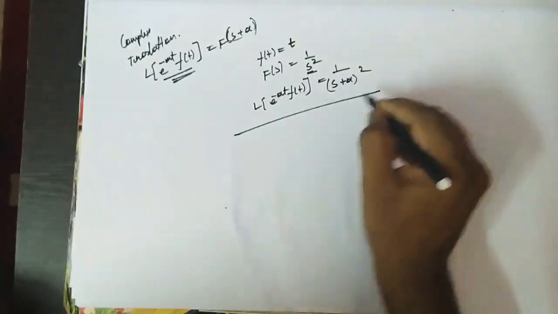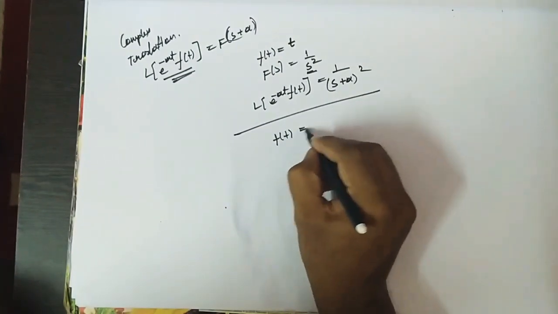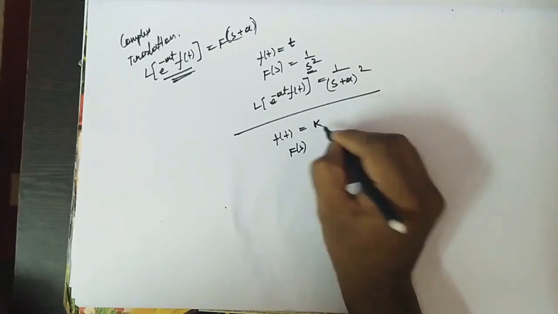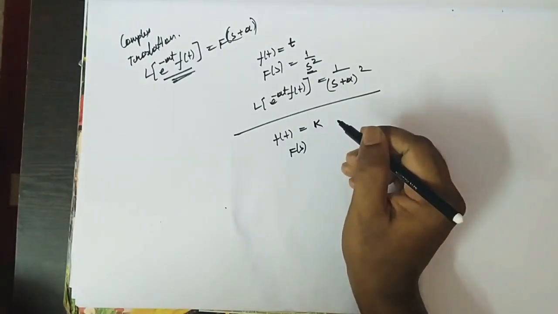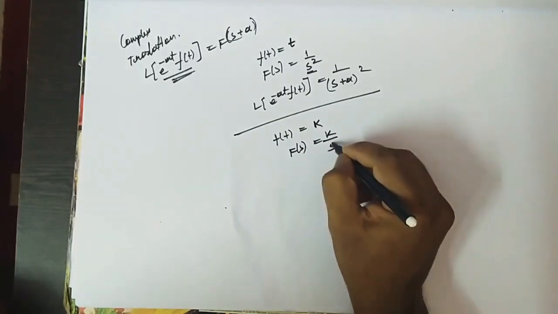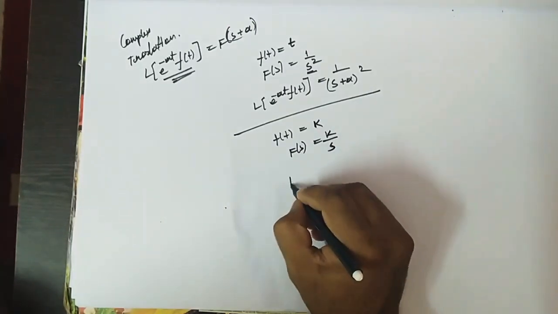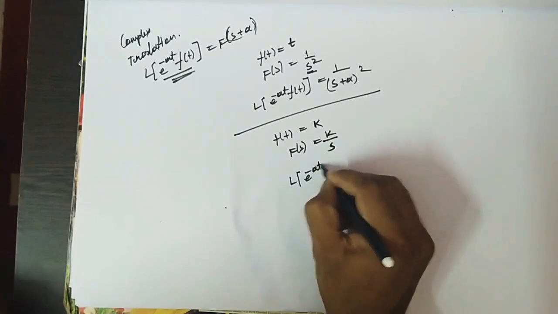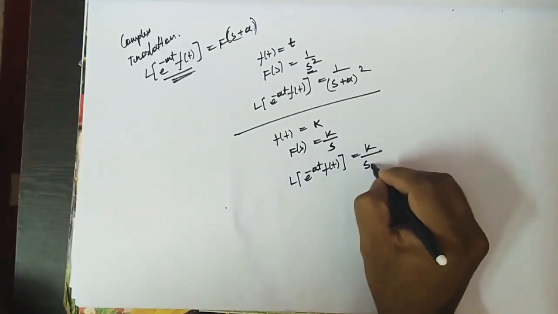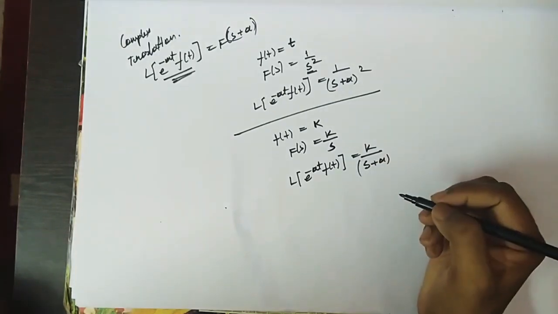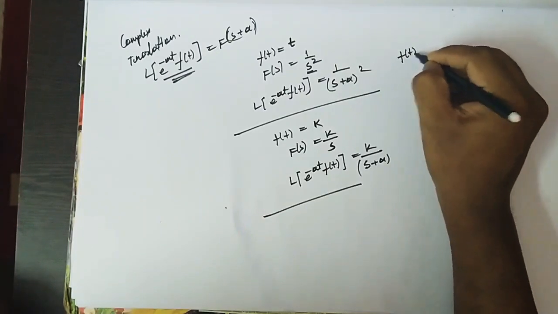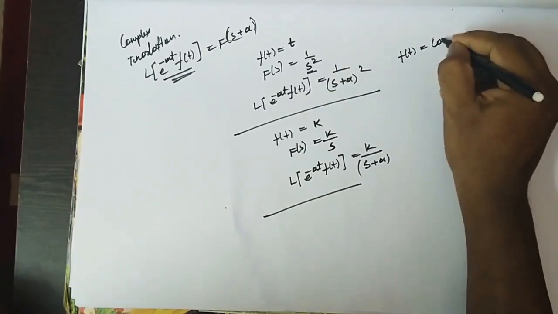Similarly, f of t equal to 1, or instead of 1 say k. The Laplace transform of k is k by s. Already solved. So if you Laplace transform e power minus at f of t, it becomes k by s plus a.